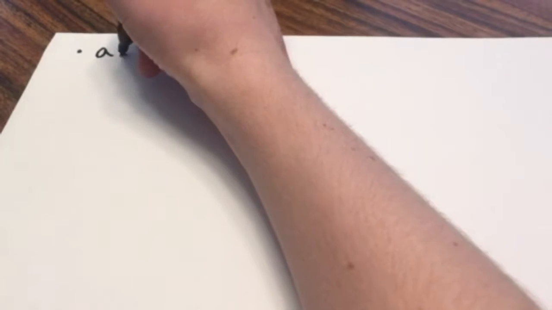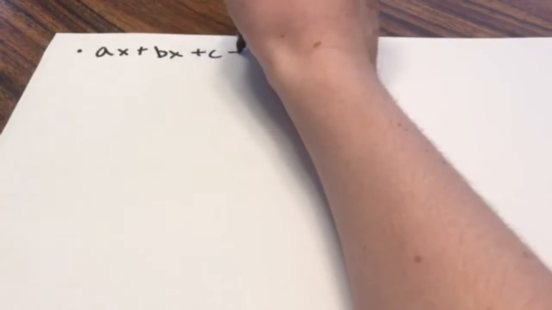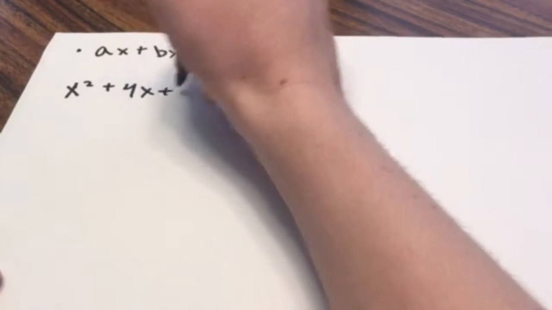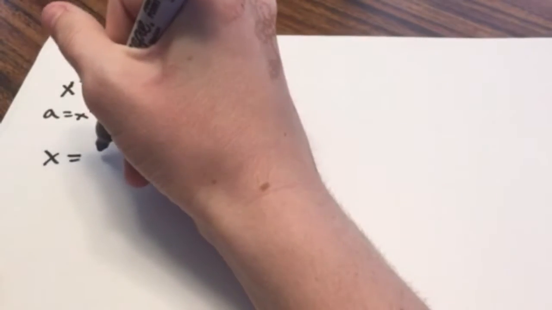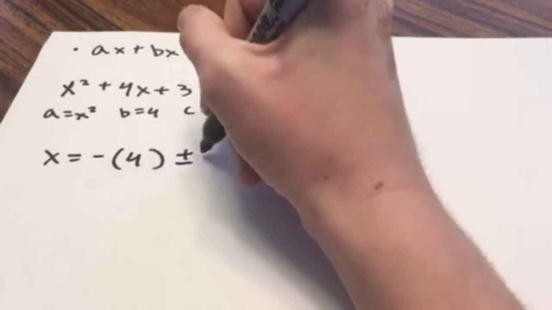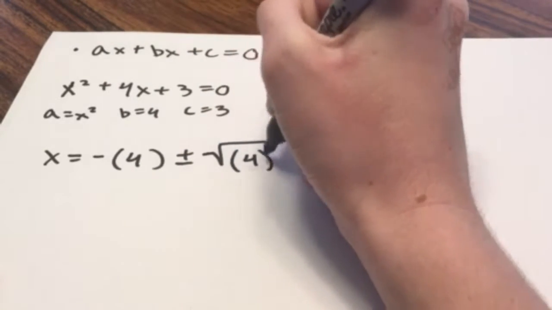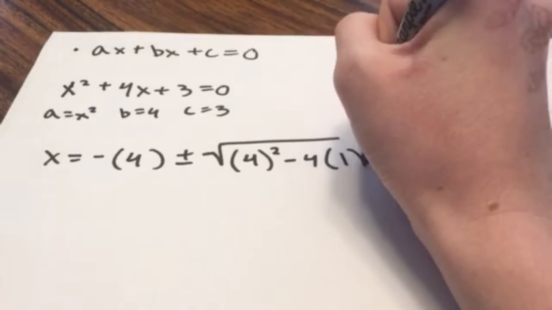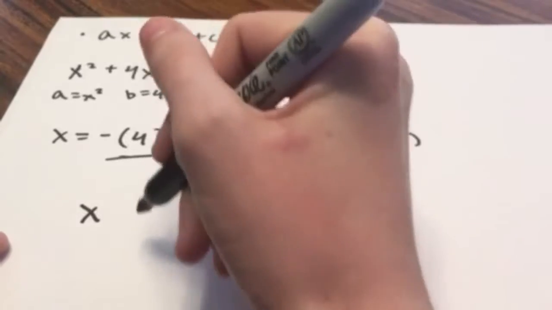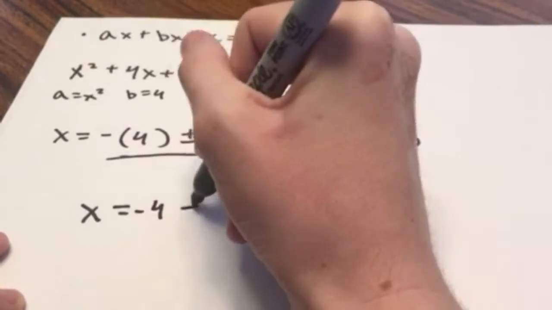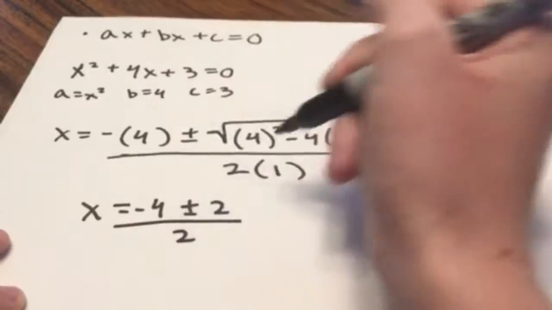So we also learned how to solve a quadratic equation. So we're going to do the example problem, how to solve it. So x squared plus 4x plus 3 equals 0. So we're going to pull the information out. And then we're going to plug it into our quadratic formula. So x equals negative 4 plus or minus the square root of 4 squared minus 4 times 1 times 3 all over 2 times 1. So once we solve that, we would get negative 4 plus or minus 2 over 2.